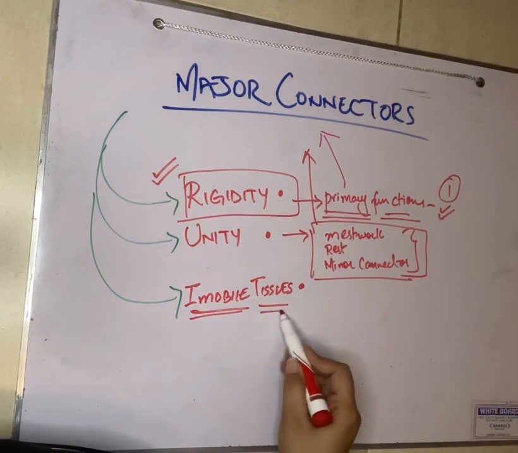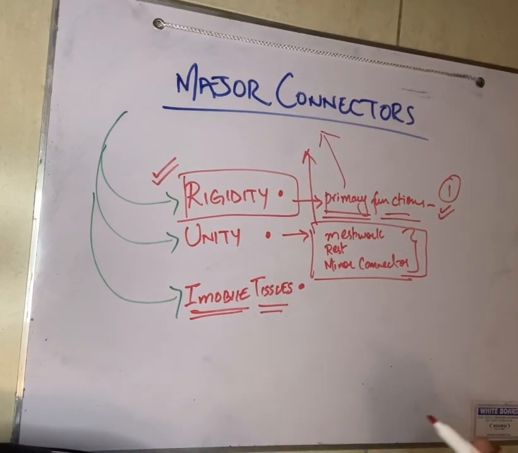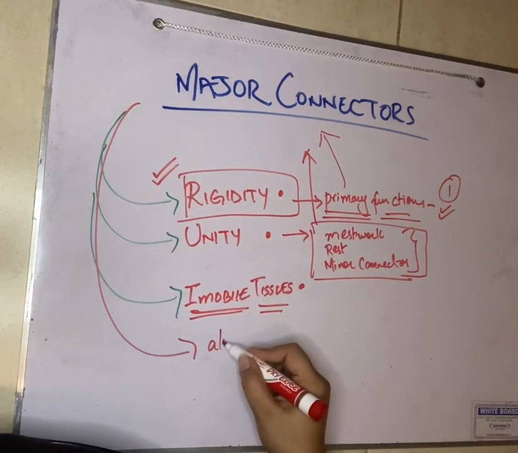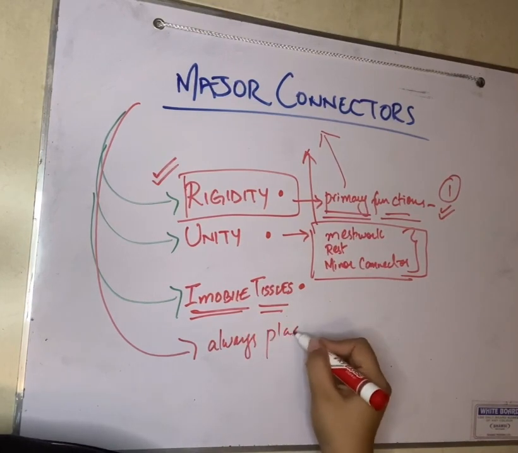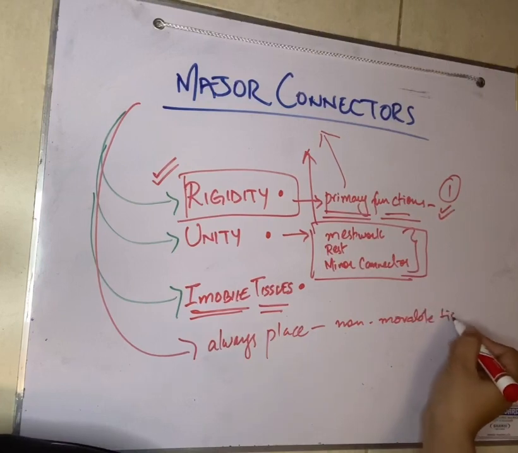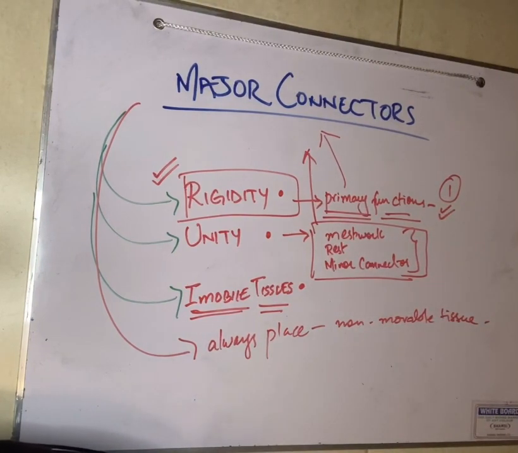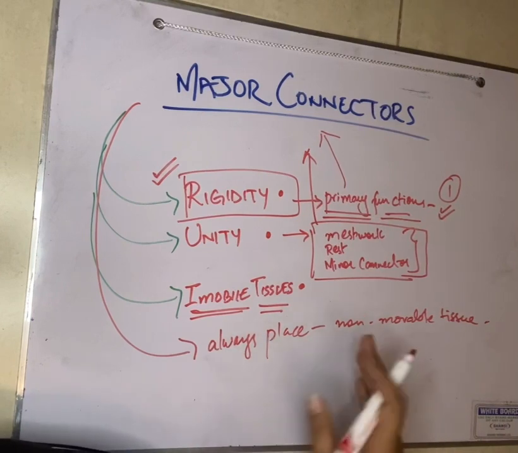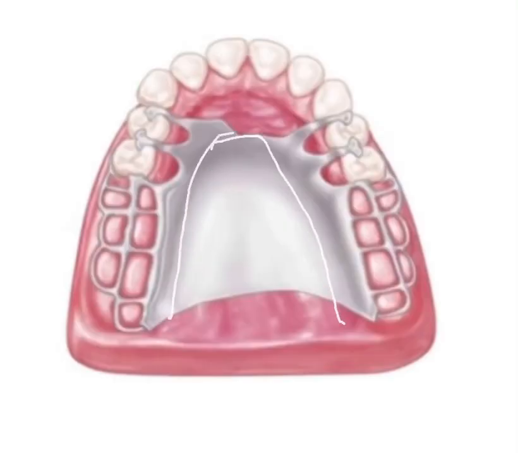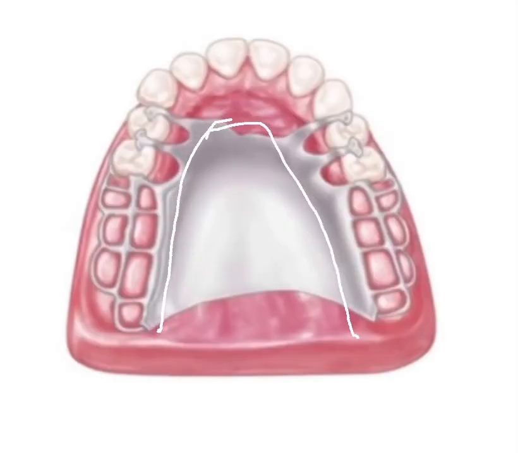And then lastly, immobile tissues. Now what does this mean? This means that the major connector is always placed on the non-movable tissues. It is not supposed to be placed on any structure that moves, right? For example, here's a figure in which the major connector is not placed on the movable tissue, but instead on the bound tissue, like the palate here, right?